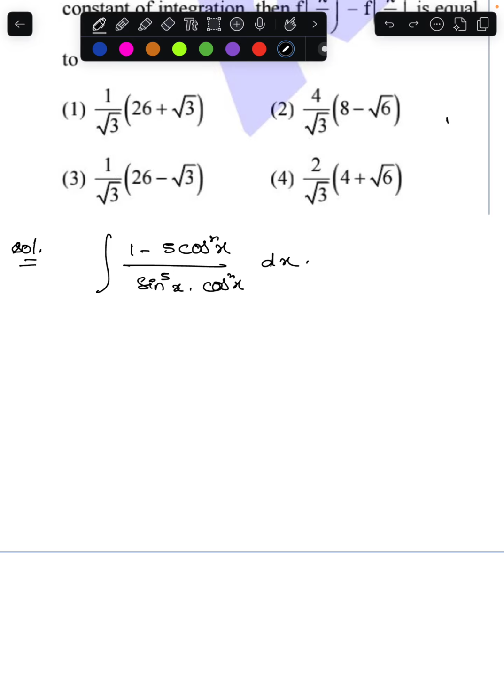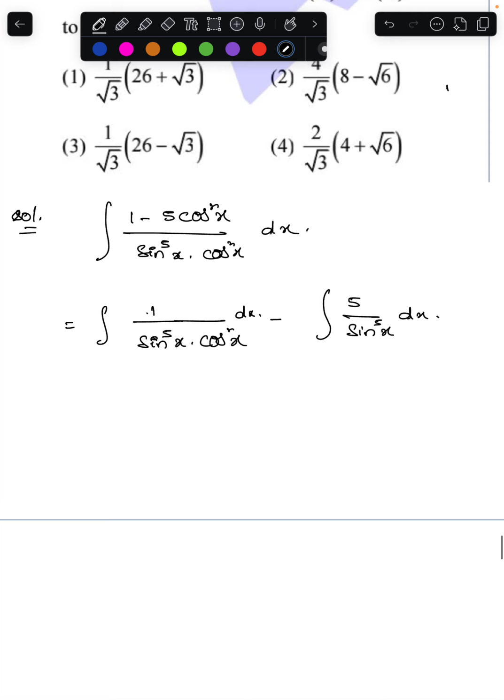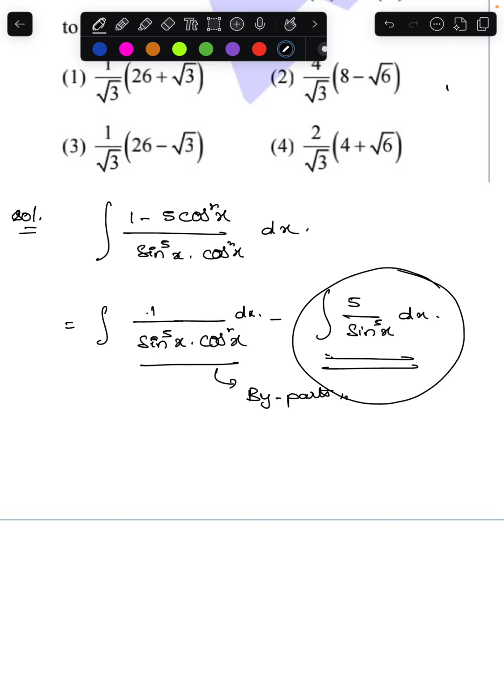So what I can do is separate this one like 1 by (sine power 5 x into cos square x) minus integration of 5 cos square x by (sine power 5 x cos square x). The cos square x gets cancelled out, and you get minus 5 by sine power 5x dx. Now, whenever there is an integration in two terms, always focus on any one of the terms and apply by parts. If you apply by parts, automatically the other term gets cancelled out.